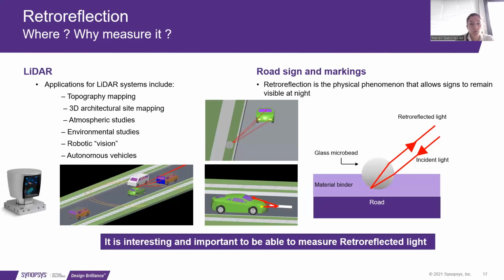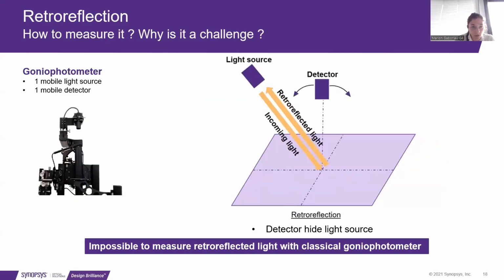So I just presented two examples of why it would be interesting and important to measure retroreflection, but there are lots of others. But how can we measure retroreflection?